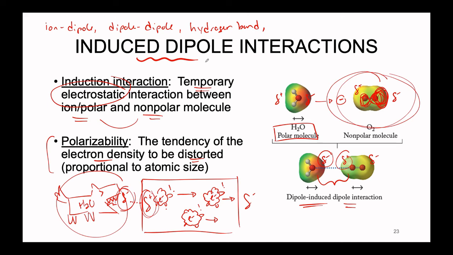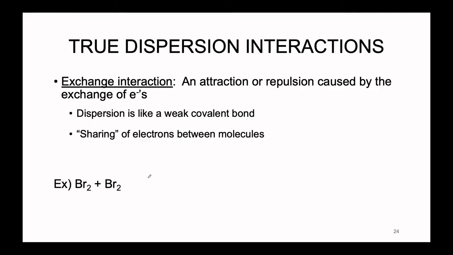Dispersion is the one intermolecular force that we are going to introduce that does not function based off of electrostatics. It is not an attraction based off of positives and negatives coming together. Dispersion is what we call an exchange interaction. An exchange interaction, by definition, relies on the existence of electrons inside of your molecules. And an exchange interaction is an attraction, or admittedly, sometimes a repulsion, but we're going to be focusing on the attractive component. It is an attraction that is caused by the exchange of electrons.